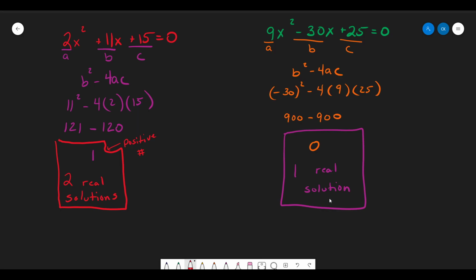So this is how we work with our discriminant in order to determine how many real solutions there are. We can then use this to solve for what the actual solutions are. If we wanted to, I would just take this and replug it into the quadratic formula. Okay?